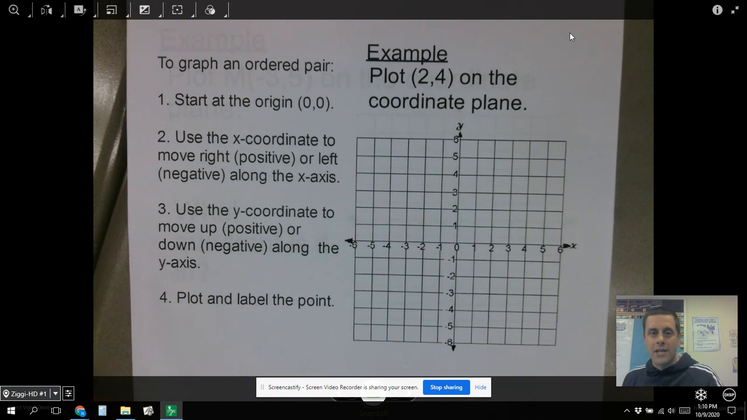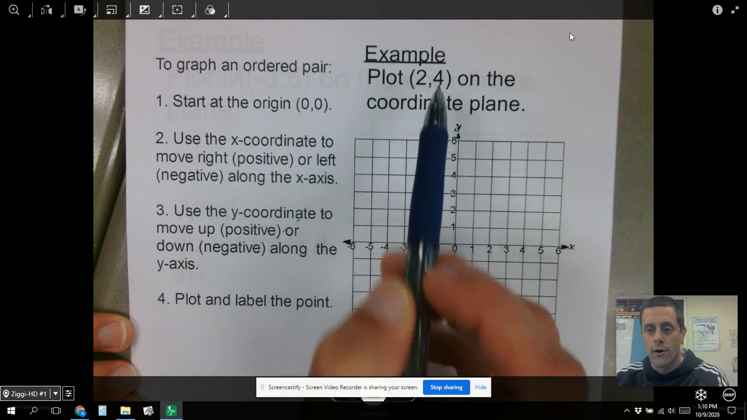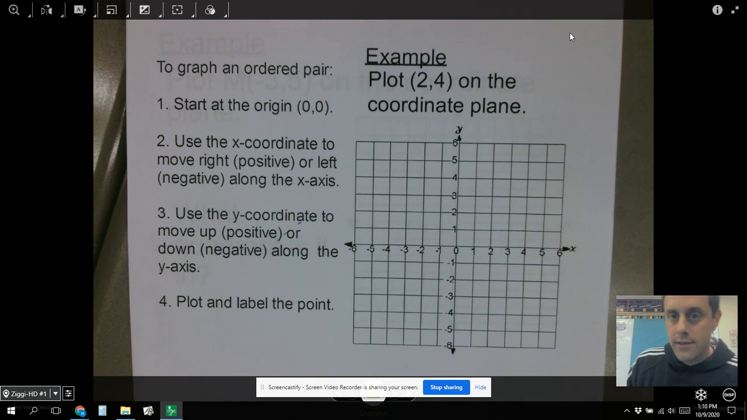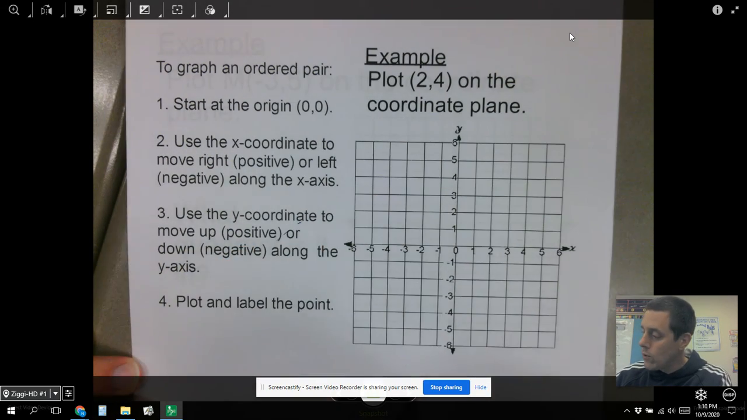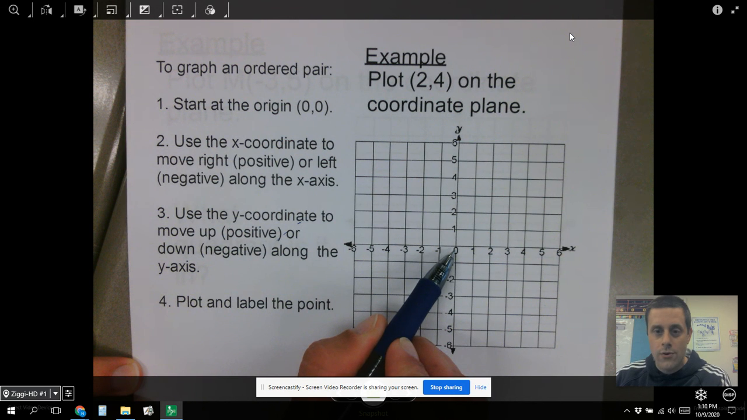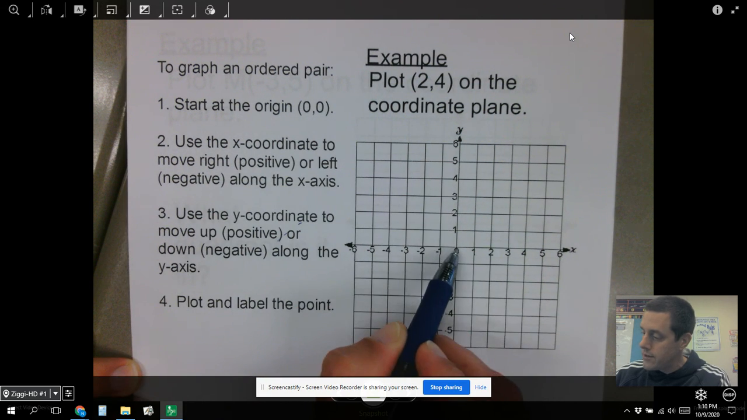All right, let's talk about actually plotting a point on a coordinate plane. For our example, we're going to plot the ordered pair (2, 4). If you printed out some coordinate planes or you created some on your own, now's the time to practice plotting with me. Steps are over here on the side. We're going to start at the origin. The origin is where the two axes, the x-axis and the y-axis, intersect. Its ordered pair is (0, 0). So we're going to start at the origin.